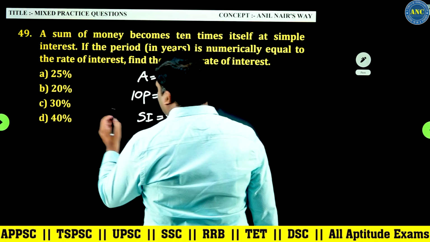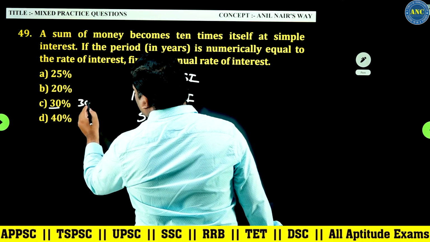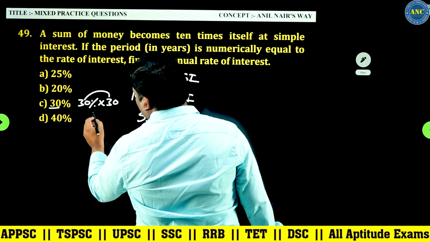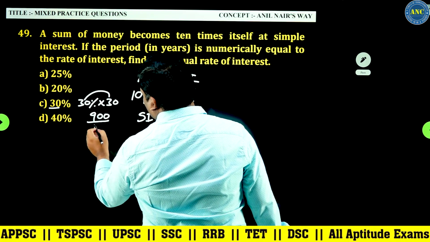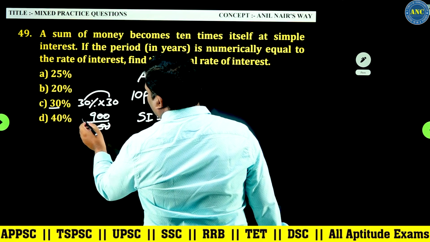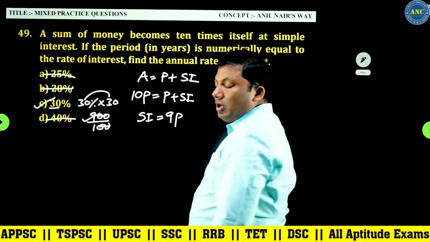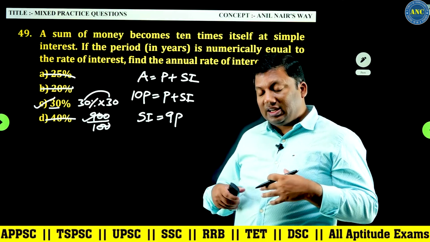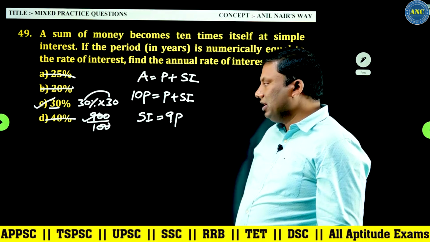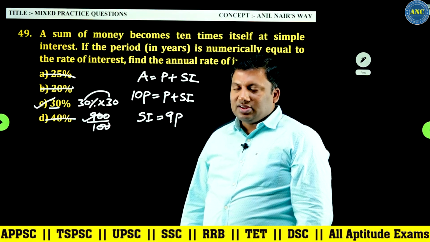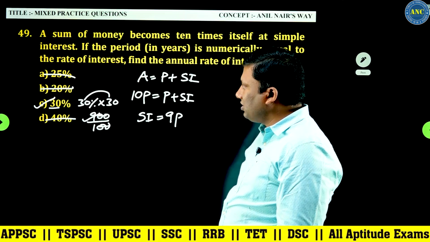If the period is numerically equivalent to the rate of interest, so if I take 30%, the period is equivalent to the numerical value of the interest, it gives 900%. That means I will get 9 times P. R is 30%, time is 30. 30% of 30 is 9. Simple interest is 9 times the principal.